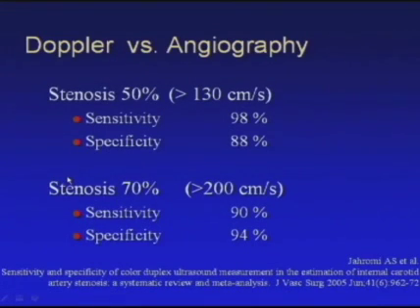Doppler and angiography. Let's compare the sensitivity and the specificity. When we use 130 centimeters per second as cutoff point to estimate the grade of stenosis of 50%, the sensitivity is 98%, the specificity 88%, and by using 200 centimeters per second to estimate the grade of stenosis equal or higher than 70%, the sensitivity is 90% and the specificity is 94%. We are using 125 in our practice according to the panel of experts, and we are using here 230. If we increase this number, our sensitivity will be higher.